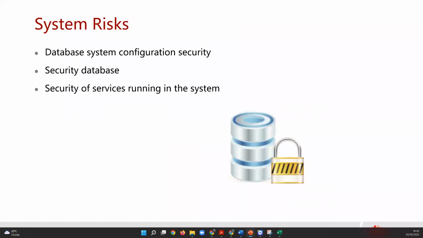And when you talk about the system, how do you configure the database? Are you the one who still uses root with no password in maybe SQL, or uses admin as the username and the password? What is the security of the services that are running on the system? Can they be accessed? Can they be used to access other services and interoperating processes?